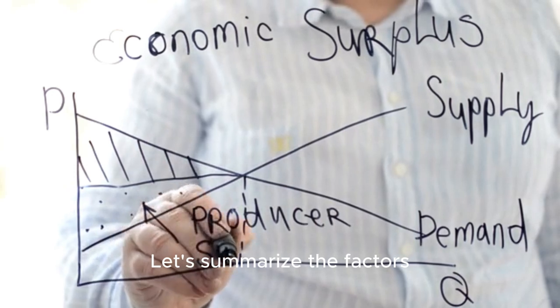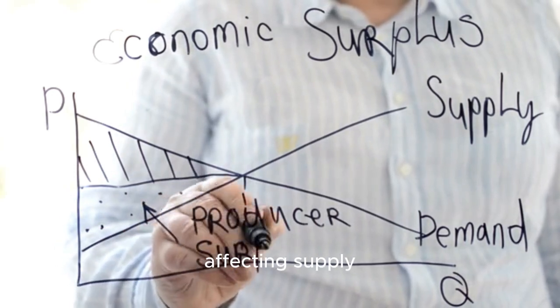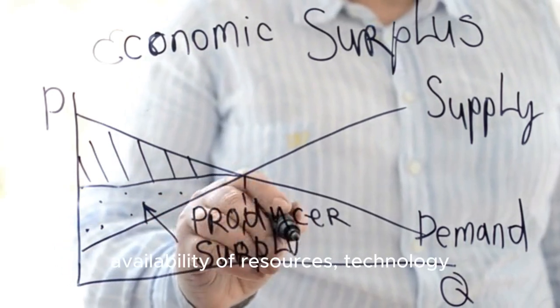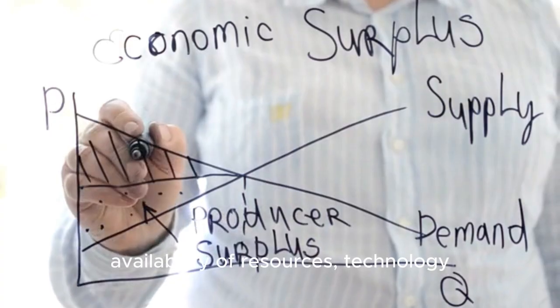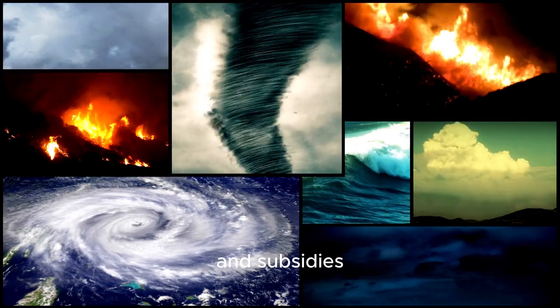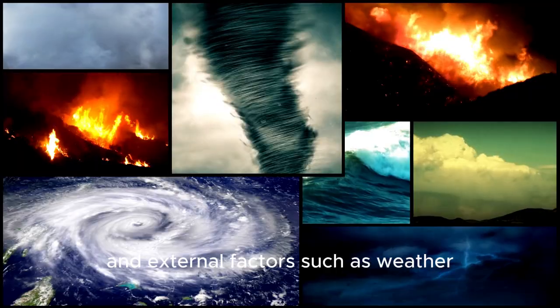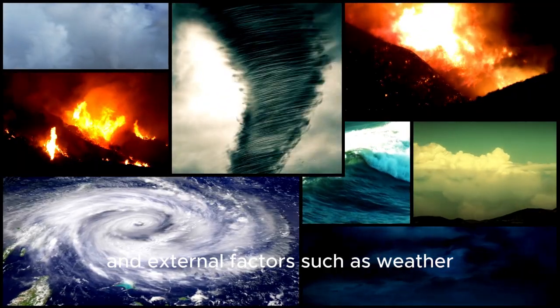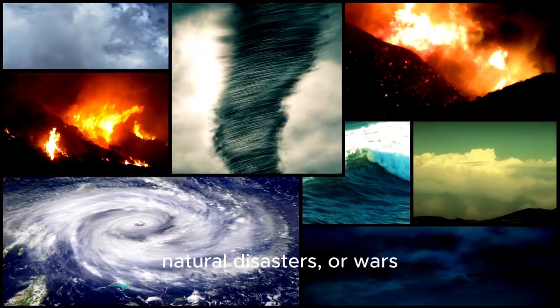Let's summarize the factors affecting supply. Cost of production, availability of resources, technology, profitability of other products, indirect taxes and subsidies, and external factors such as weather, natural disasters, or wars.